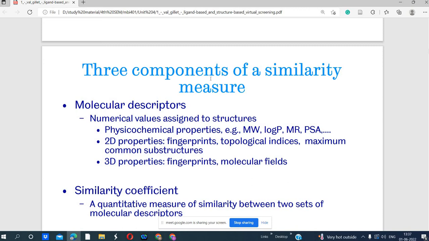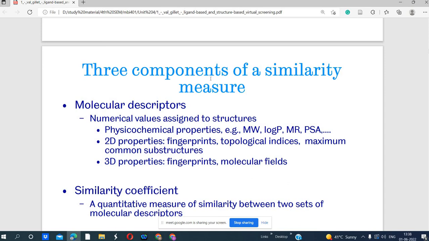Now come to the 3D properties. Fingerprint, molecular fields. These 3D properties are also important because they show the structure, like the 3D structure that is obtained from NMR and X-ray. So these structures we can also search in the Cambridge Structural Database. In the PDB we have the protein structural database. In the CSD, the Cambridge Structural Database, you can search for the structure of any compound.